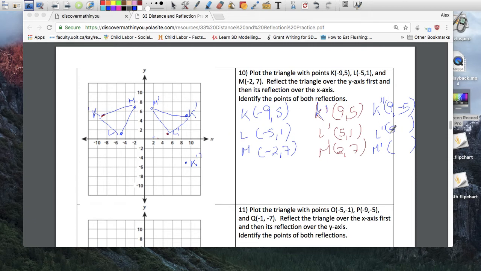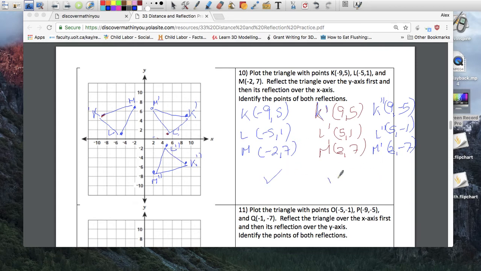L is going to be 5, negative 1. 5 over, negative 1 right here. L double prime, same distance away from the x-axis. And M is going to be 2, negative 7, 2 over and 7 down. So you can tell point M is the same distance away from the x-axis. And here's my final triangle.